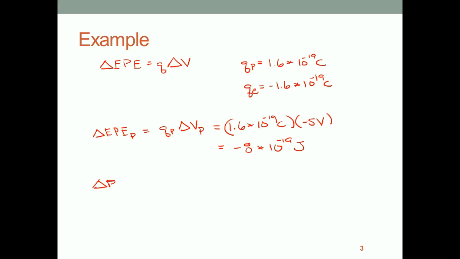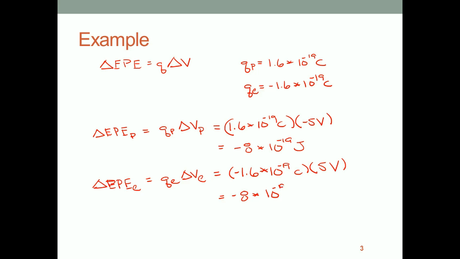For electric potential energy, the change in electric potential energy for the electron will be the charge of the electron times the change in potential of the electron, which are the exact same numbers, but the minus signs move around. The charge of the electron is negative, but its change in potential was positive. Therefore, it gets the same change in electric potential energy.